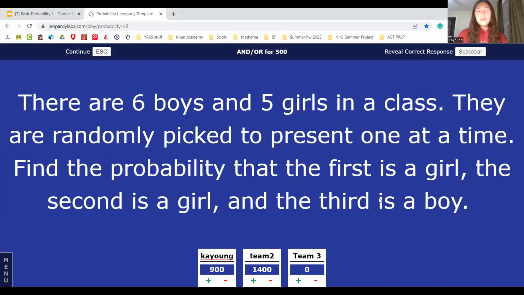There are 6 boys and 5 girls in a class. They are randomly picked to present one at a time. Find the probability that the first is a girl, the second is a girl, and the third is a boy. Okay, so it says and, so I'm going to multiply both times. Multiply and multiply. So now I have 3 fractions.